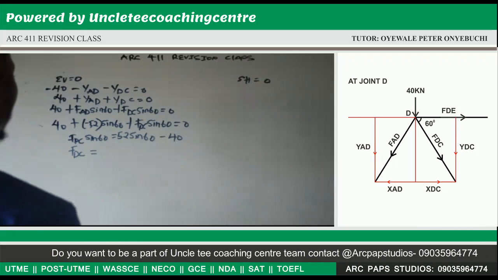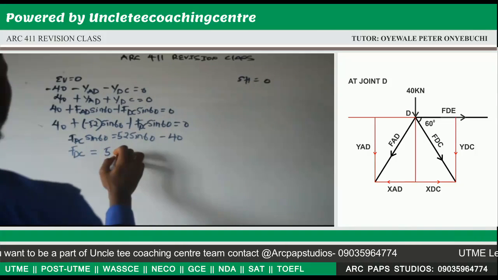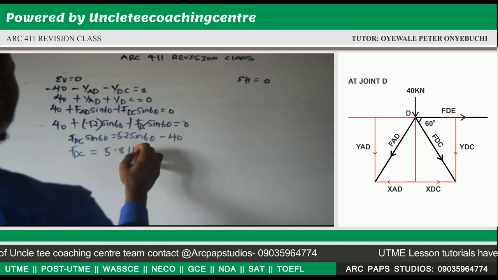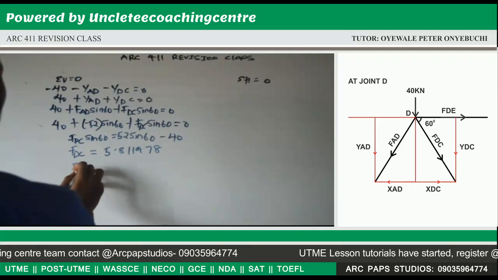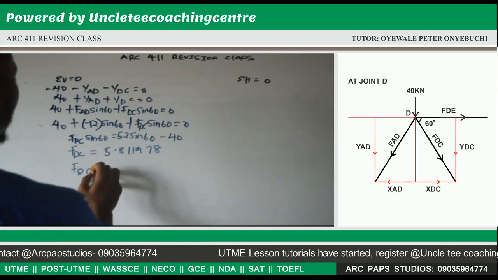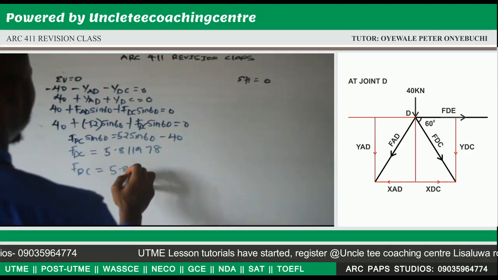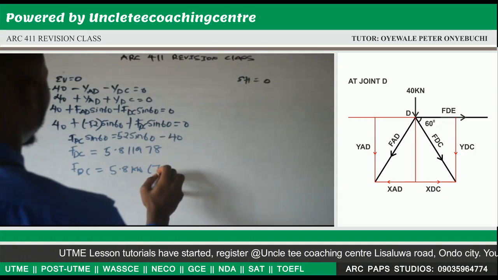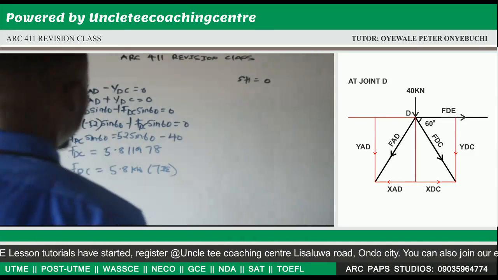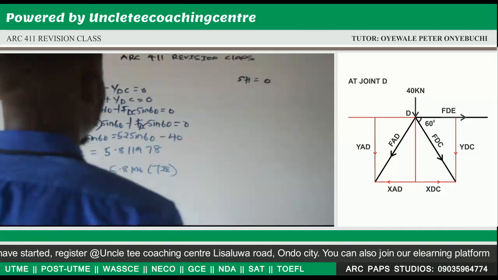When you press that on your calculator, you get 5.811978, which is approximately 5.8 kilonewton, which is a tie. Now let's do the same for our horizontal forces.